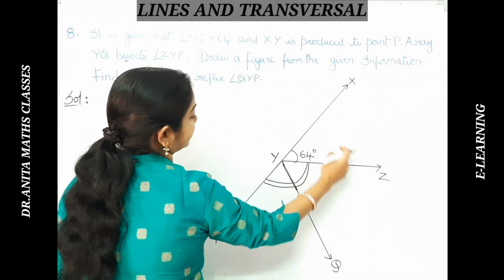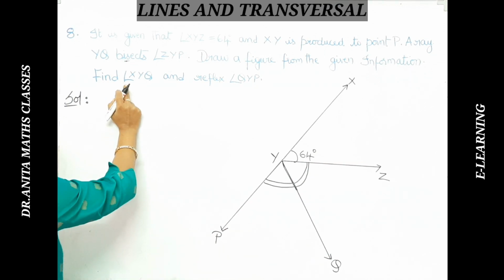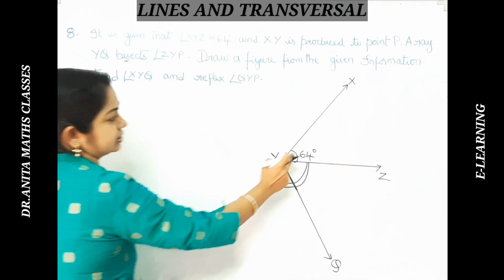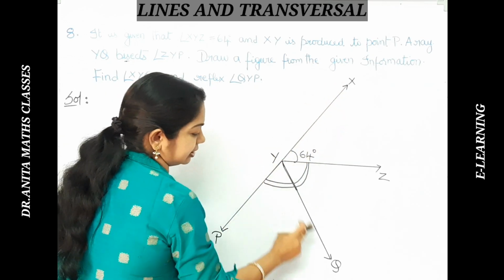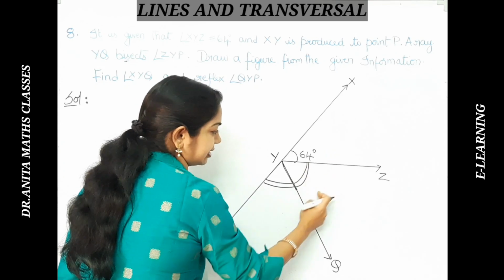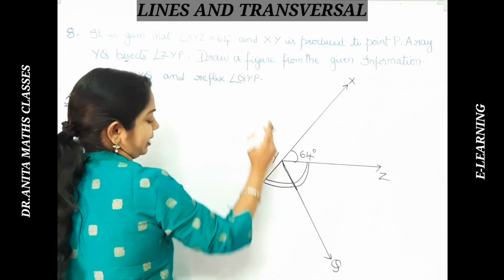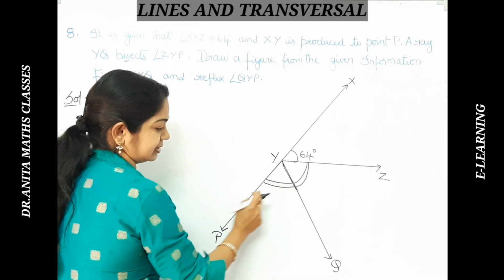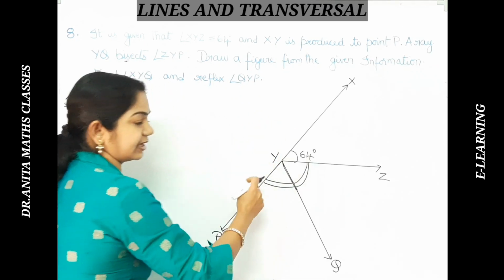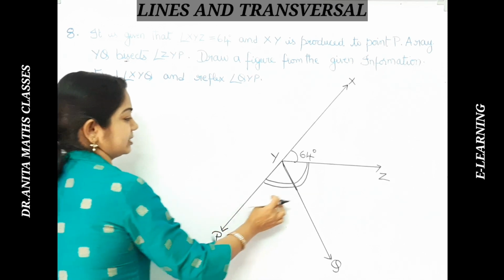Draw a figure from the given information. This is the first part of the question, and find angle XYQ. See here, X, Y and Q. This complete angle, the 64 degrees and this angle we have to find, and we have to find the reflex angle QYP. Here QYP, this angle, but we need to find the reflex angle, right? So how do we proceed? We don't know these two angles. How much are these two angles?